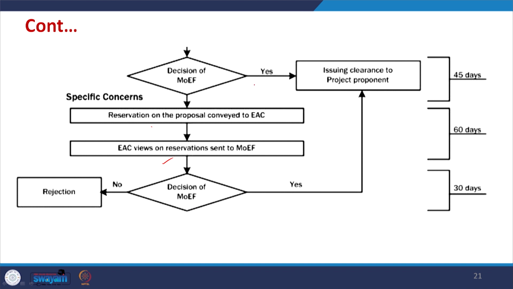So, if everything is okay, clearance is issued to the project proponent. So, this is the possibility. Also, if the ministry is still not very clear, it can reject the proposal. So, now this ministry is the Ministry of Environment, Forest and Climate Change. Okay. So, this is how the EIA clearance takes place.